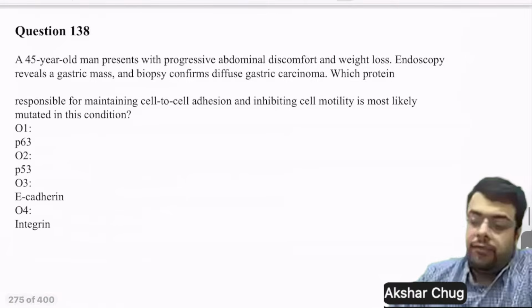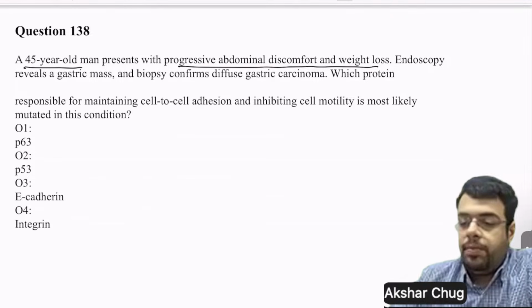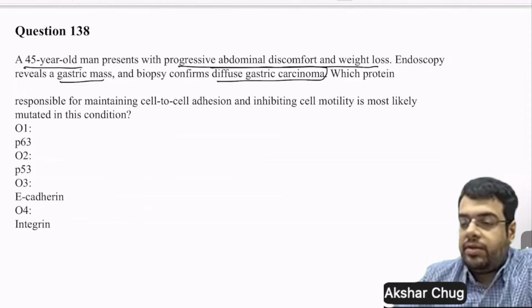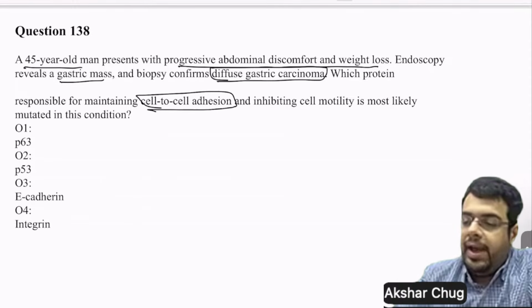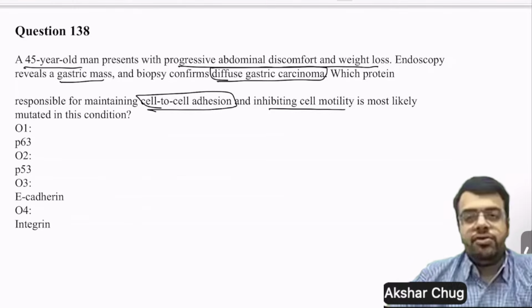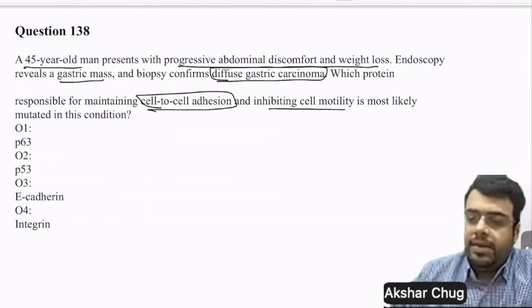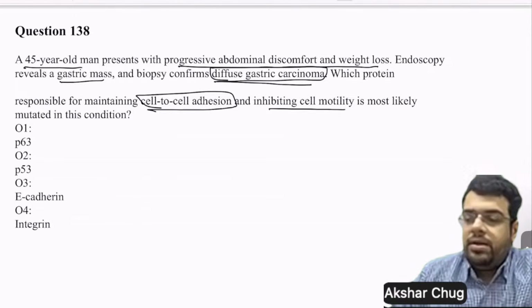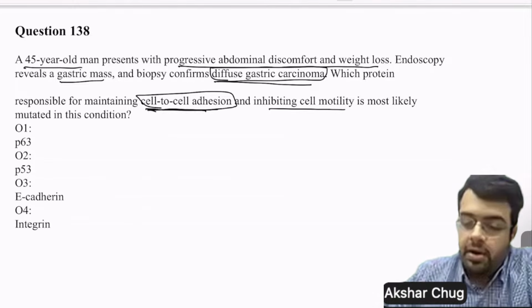138. A 45-year-old male presents with progressive abdominal discomfort and weight loss. Endoscopy reveals a gastric mass. Biopsy confirmed diffuse gastric carcinoma. Which protein responsible for maintaining cell-to-cell adhesion and inhibiting cell motility is most likely mutated in the condition? So the image showed signet ring cells. Now, even without the image, just from knowing that it is a diffuse gastric carcinoma and the protein responsible for cell-to-cell adhesion, we could come to the answer of E-cadherin.